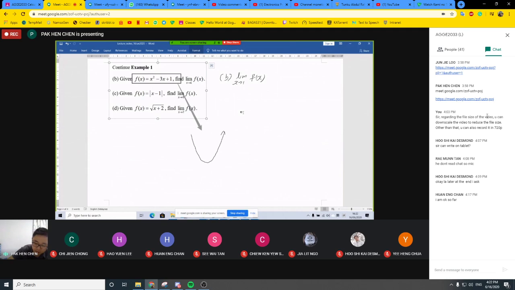Okay, it actually looks like this, isn't it? y equals x squared minus 3x plus 1. For this particular function, when x equals 1, we'd like to know what the corresponding y value will be. That is the question.